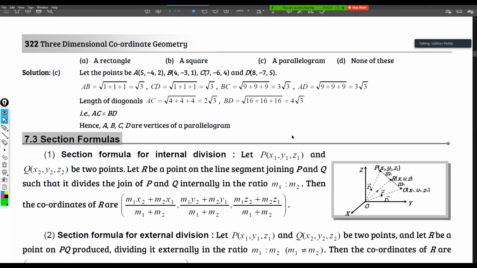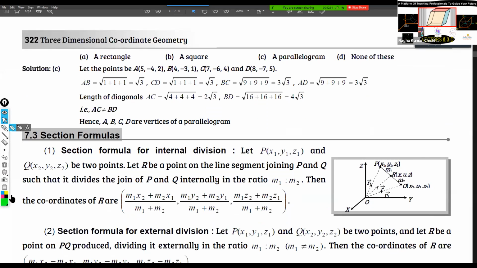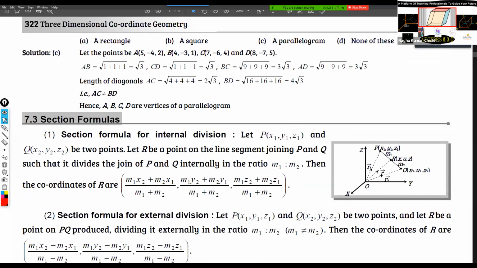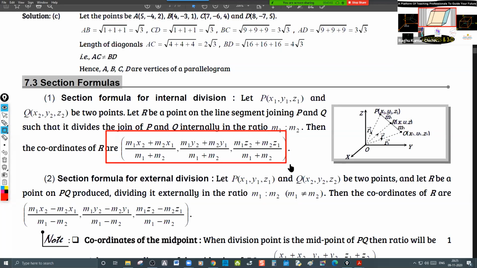Yes, sir. So now the section formula I need not insist upon. The section formula is just an extension to two-dimensional geometry only: (mx2 plus nx1) by (m plus n), (my2 plus ny1) by (m plus n), (mz2 plus nz1) by (m plus n).